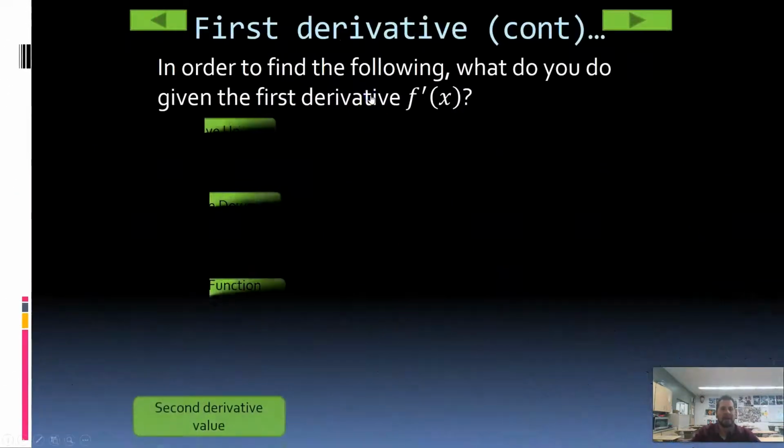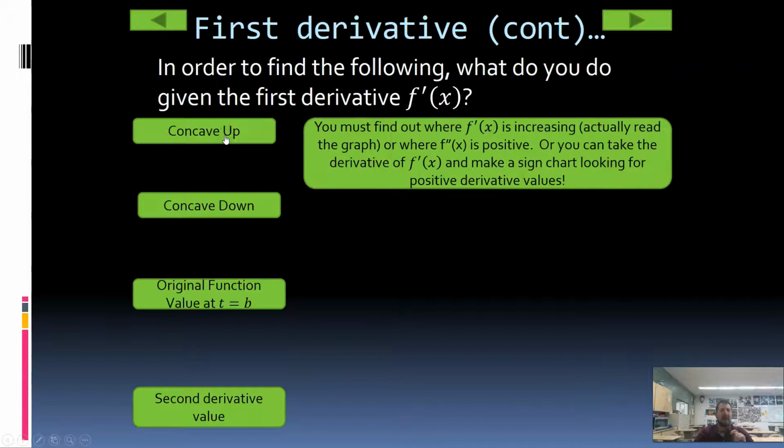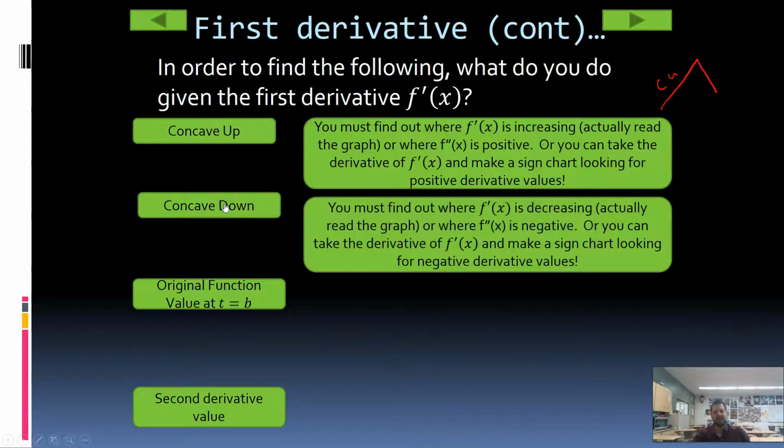All these other ones right here, if I want to know where the original function is concave up and I have a graph of the first derivative, I find out where f prime of x is increasing. So anytime the graph is moving in an upwards direction, the original function would be concave up. If I'm looking at where the first derivative is decreasing, and I have a graph of it, that is where the original function is concave down. Okay?